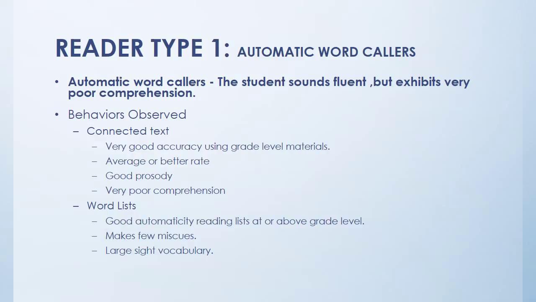Type 1 reader. Type 1 readers are also known as the automatic word callers. They sound fluent, but they exhibit very poor comprehension. The behaviors which are observed are good accuracy and prosody, average rate, and poor comprehension.